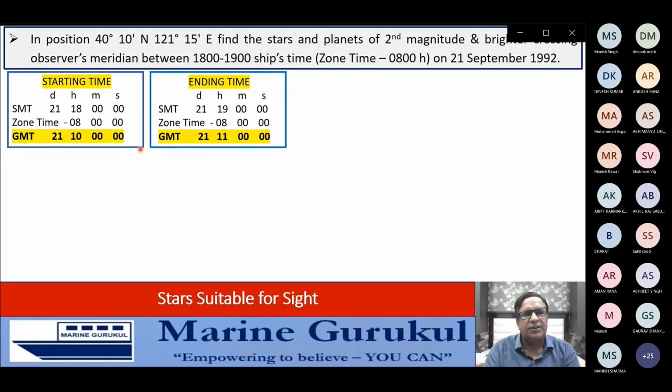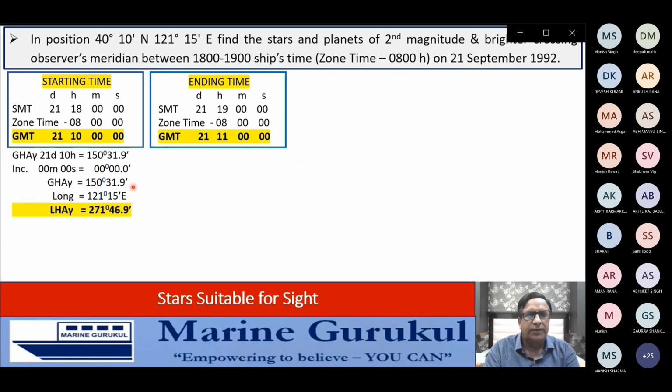Now we get the LHA Aries for these two GMTs. So at the starting time, GHA Aries for 21st day, 10 hours is so much. Increment is 0 because it is 0 minutes, 0 seconds. We get a GHA Aries as 150 degrees, 31.9 minutes. We apply the observer's longitude to it. Longitude east, GHA least, we add the longitude and we get the LHA at the commencement of the required interval as 271 degrees, 46.9 minutes. That is the LHA Aries at the commencement of the interval.